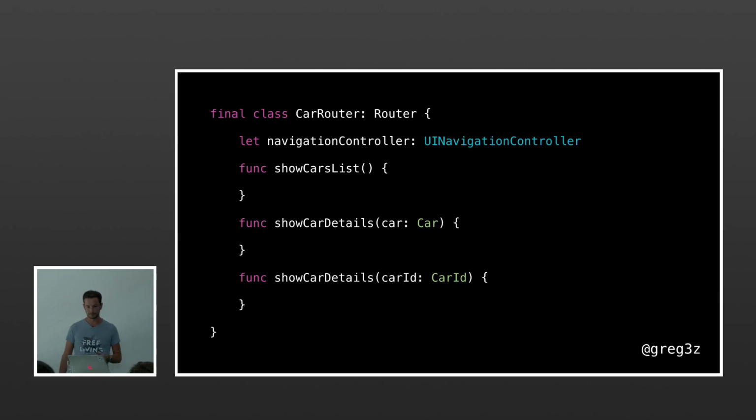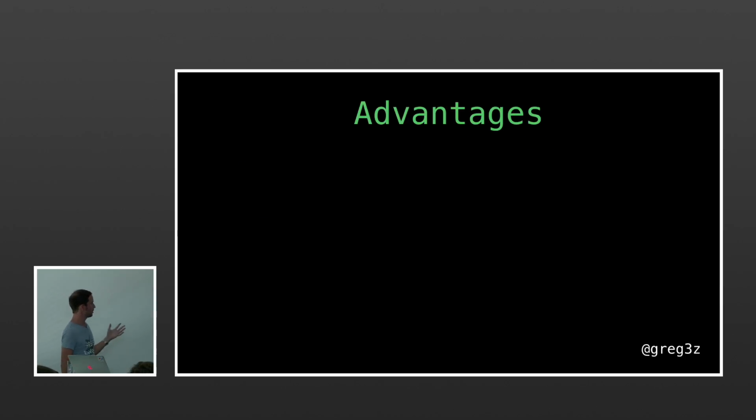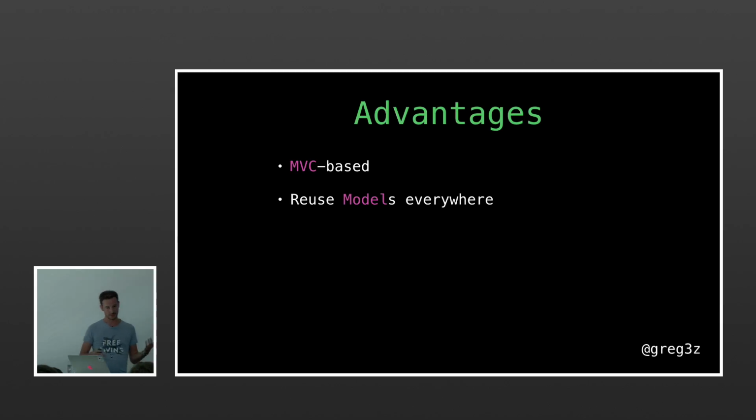So to conclude, the advantages of that pattern. First, it's an MVC-based pattern. So most of the core concepts are well known by most developers. It also means that it's pretty easy to convert an existing MVC project into an MVC-RS one. We are now able to reuse our models everywhere on all the platforms, Linux and so on, so that's pretty interesting. We can easily change our persistence.